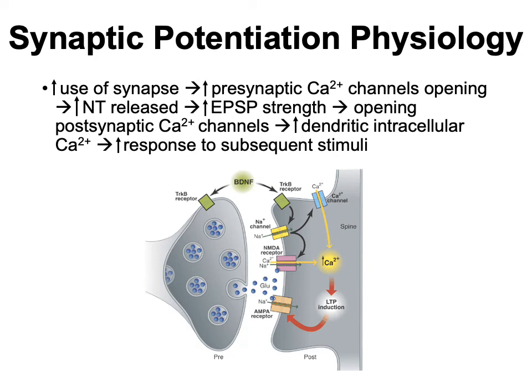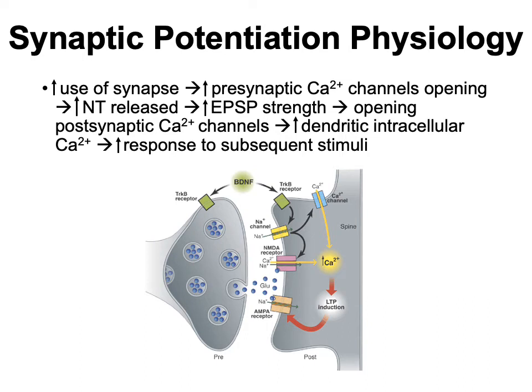Synaptic potentiation physiology. When you increase the use of a synapse, that leads to increased presynaptic calcium channels opening on the axon terminal, which will increase the amount of intracellular calcium at the axon terminal, which will increase the amount of neurotransmitters being released. The more neurotransmitters you have released, the stronger the excitatory postsynaptic potential will be.